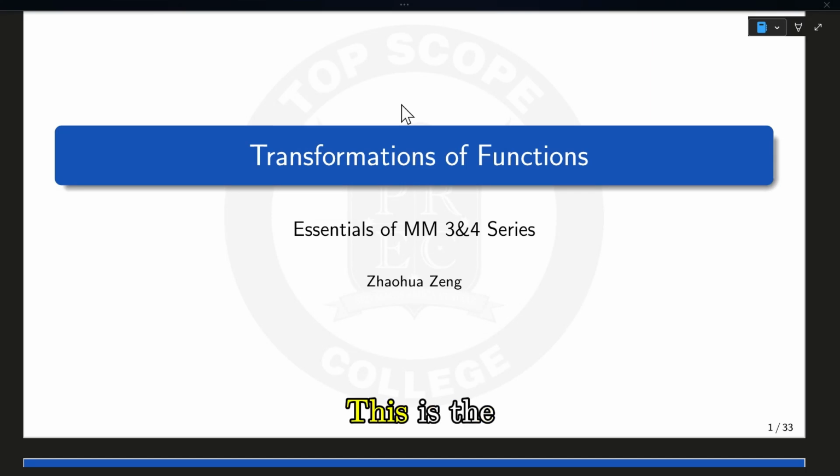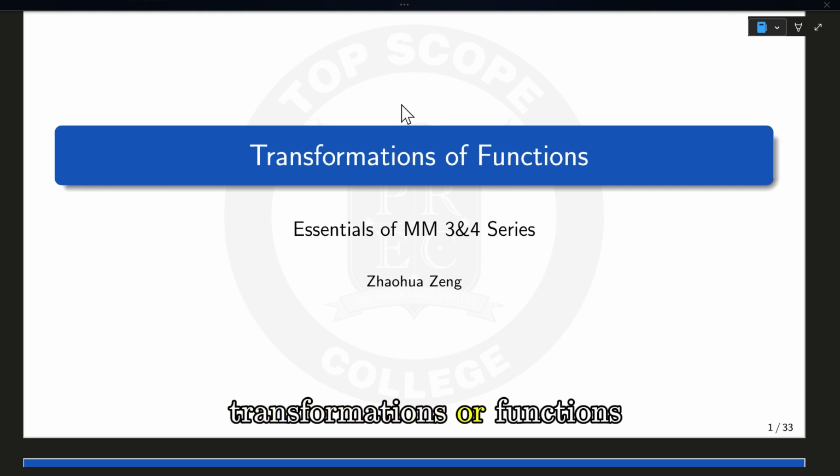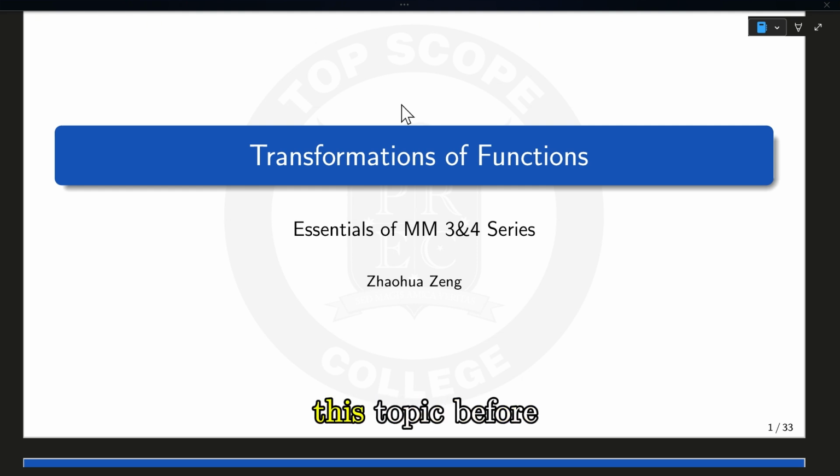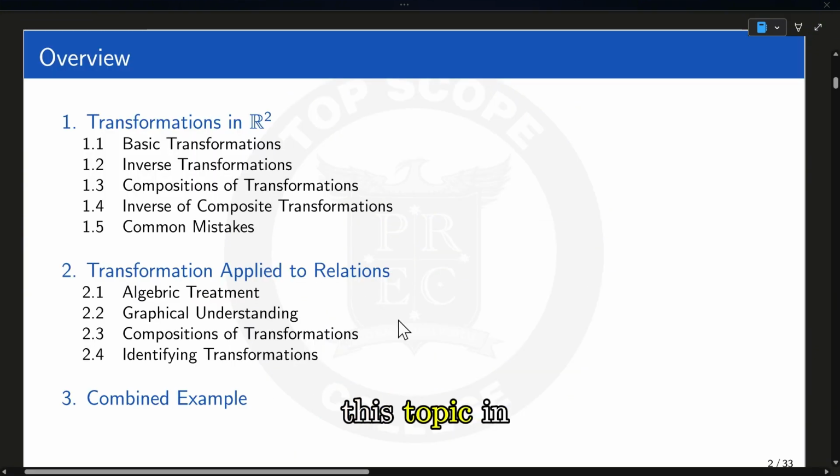Hello everyone, this is the second topic in the series, which is about the transformations of functions and other relations. It is fundamental to understanding graphs of all sorts, and therefore we should take a deep dive into this topic before we introduce any other generic functions, such as trigonometric functions or exponential functions. We will discuss this topic in two parts.